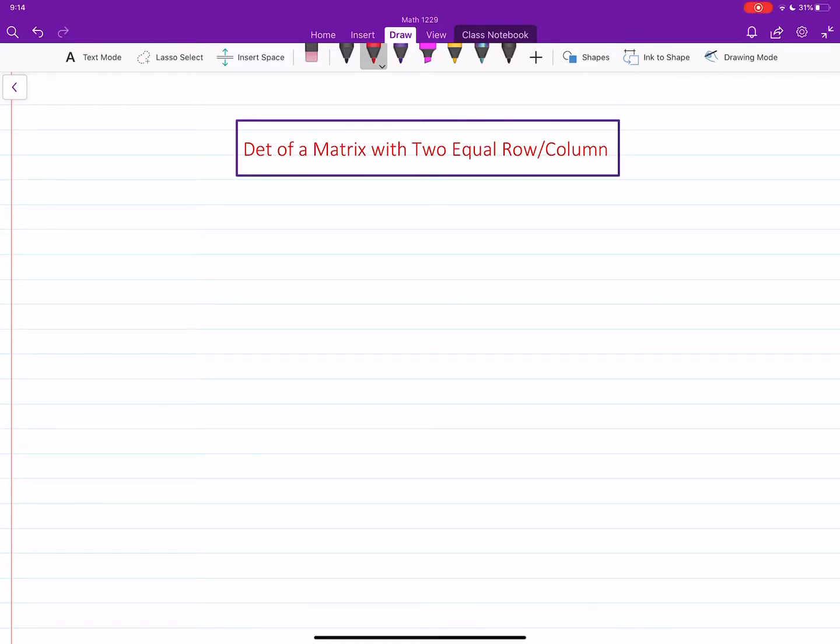Hi, in this video we will learn about another property of determinant of square matrices which will help us sometimes to have easier computations of determinant.